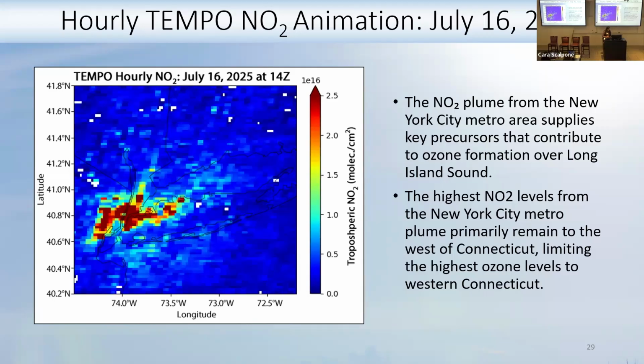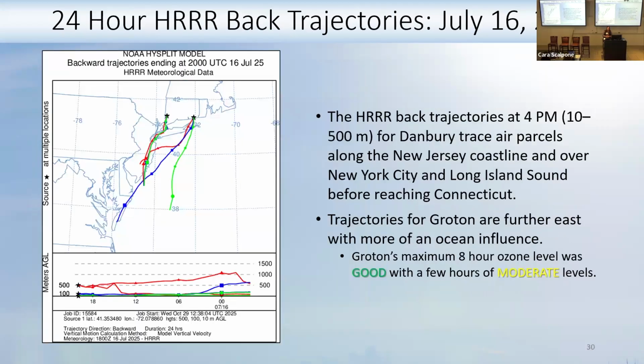And then another thing we like to look at, basically another way of showing it, is the 24-hour back trajectories. So for this day, we looked at the HYSPLIT back trajectories at 4 p.m. Danbury is that Western Connecticut site, and Groton is the Eastern Connecticut site. I chose this time and these sites, primarily Danbury, because that's when it peaked the highest for the hourly ozone, but also Groton to show that contrast between those monitor sites that are showing really high ozone levels versus the monitor sites that are showing lower ozone levels.